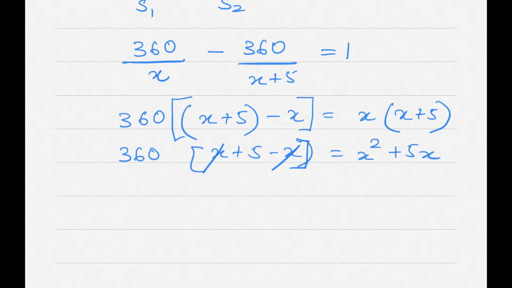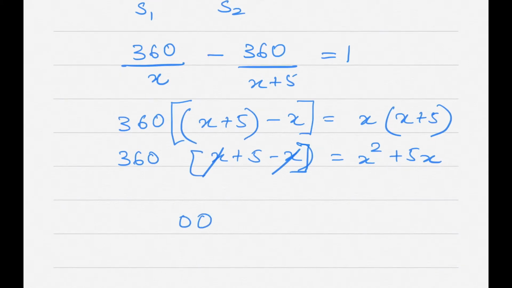So I get 360 into 5, 6, 30, 3 carry and 1800. Or I could use the other way. The shortcut way is to just half the number if you have to multiply by 10. So divide the number by 2 and add a 0. So half of 360 is 180 and then I add a 0, 1800, is equal to x square plus 5x.